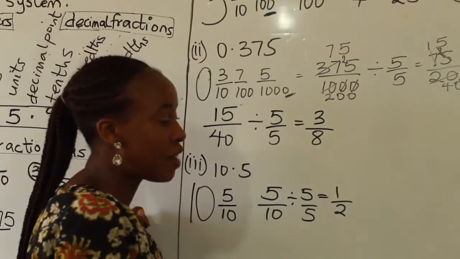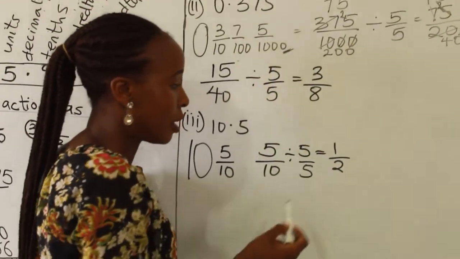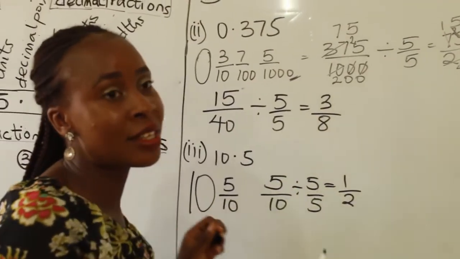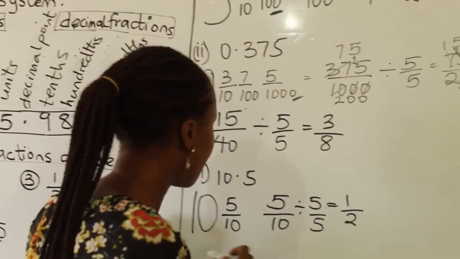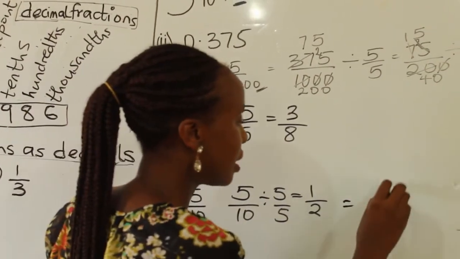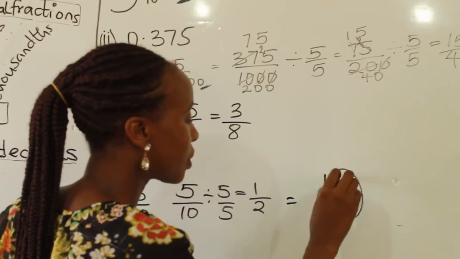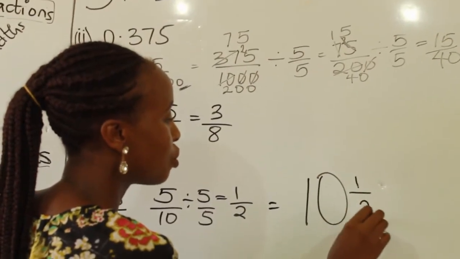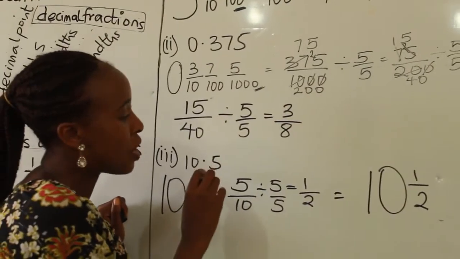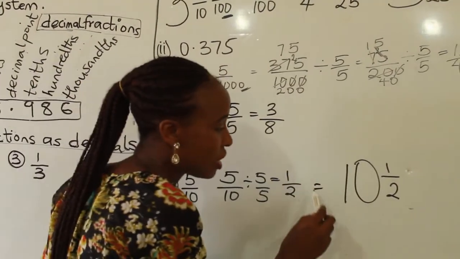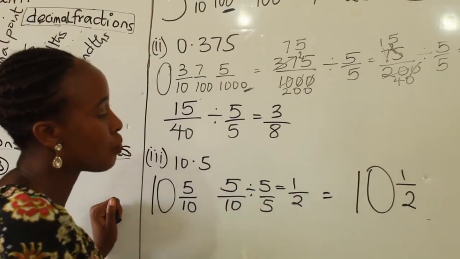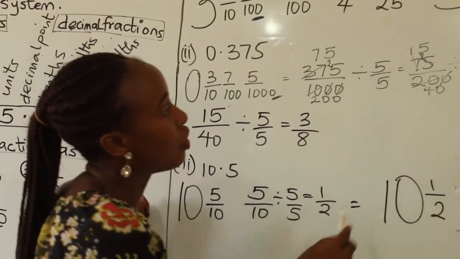1/2 cannot be divided by any other number except 1. All whole numbers can be divided by 1. So our answer for 10.5 is 10 whole number 1/2. Therefore, 10.5 expressed as a fraction is the same thing as 10 whole number 1/2.